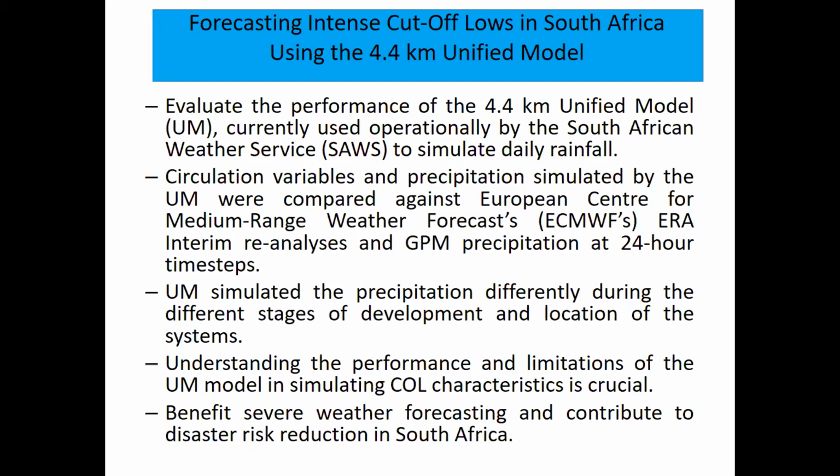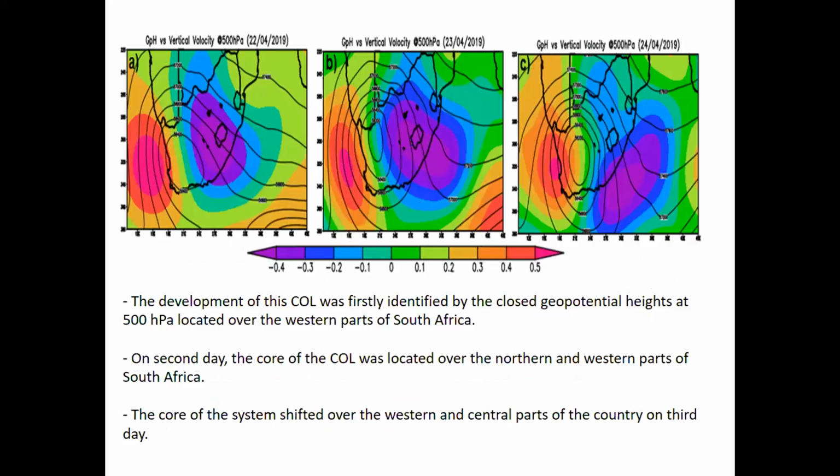So how does this assist us? When we understand the performance and limitation of the UM model, we are able to improve the skill. If we are able to understand the gaps, then we are able to improve the skill. And also this will benefit severe weather forecasting and contribute to disaster risk reduction in South Africa and ensure that we save lives.